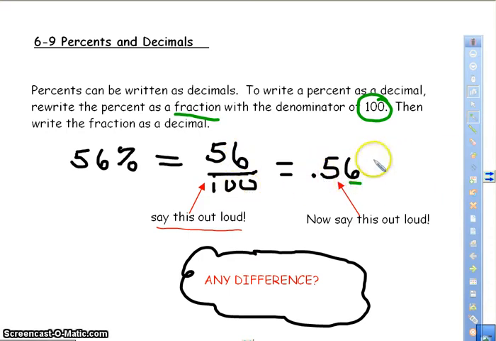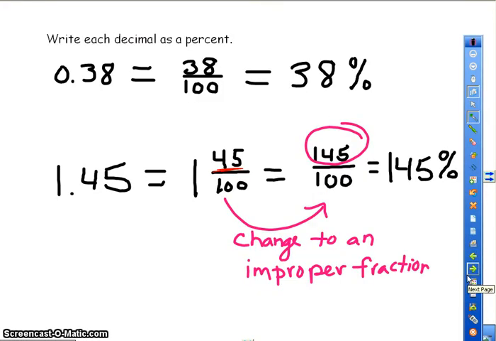Remember, the 6 is in the hundredths spot. So using place value, we know 56 hundredths. It's the same thing. Is there any difference between these two? No. One is the fraction version and one is the decimal version. So to convert your percent to a decimal, you're going to first write it as a fraction and then as your decimal using place value.